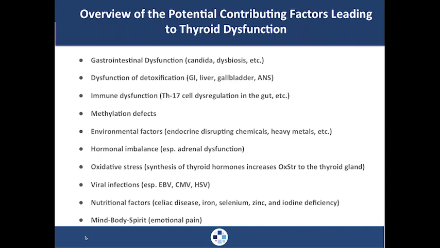Next, viral infections, that's certainly been implicated. A patient presents with Epstein-Barr, cytomegalovirus, herpes simplex virus. All of that has been implicated in subacute thyroiditis and potentially leading to autoimmune thyroiditis.